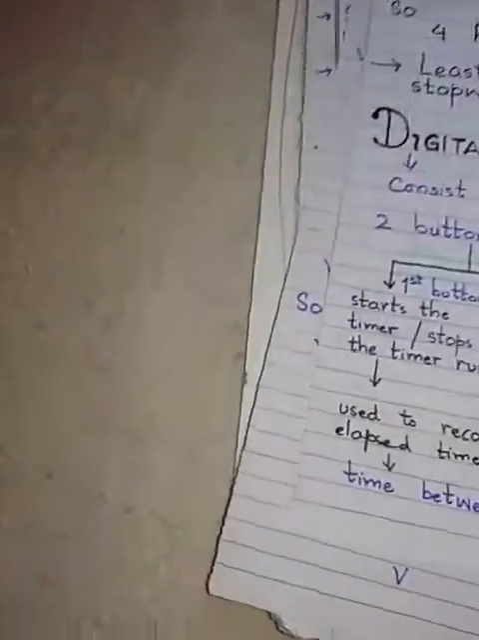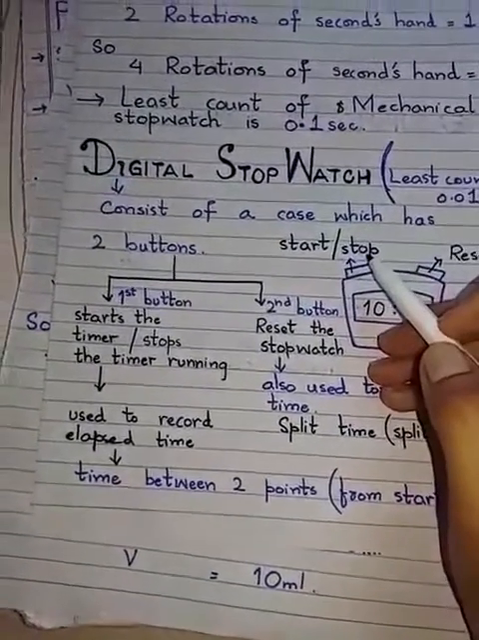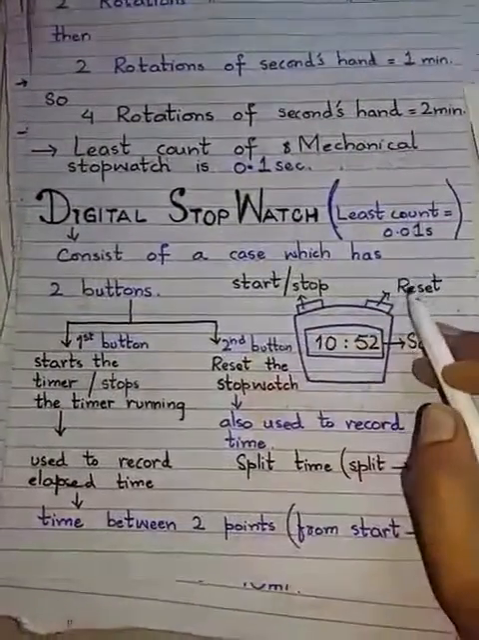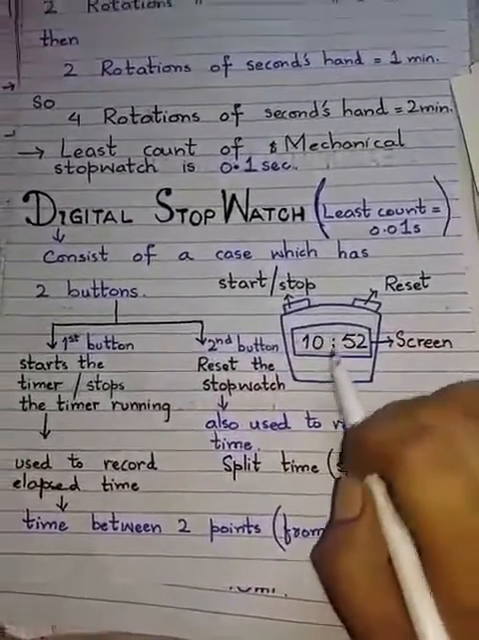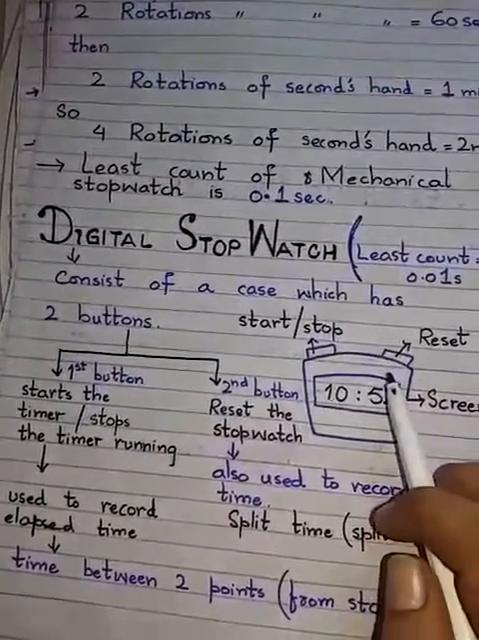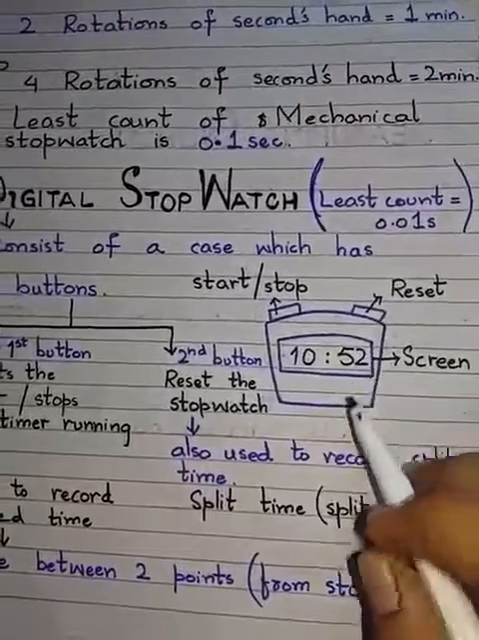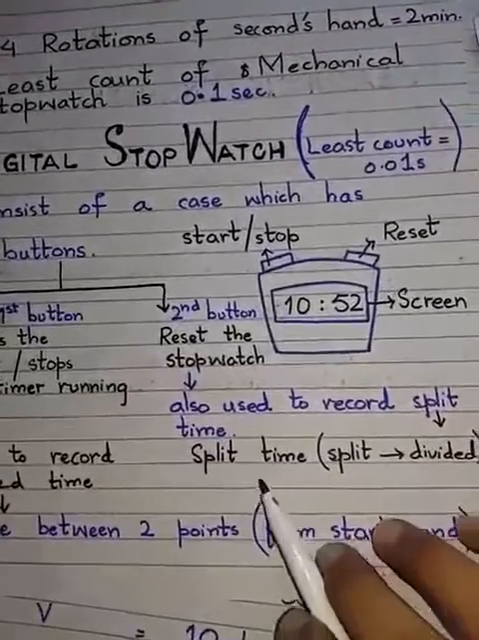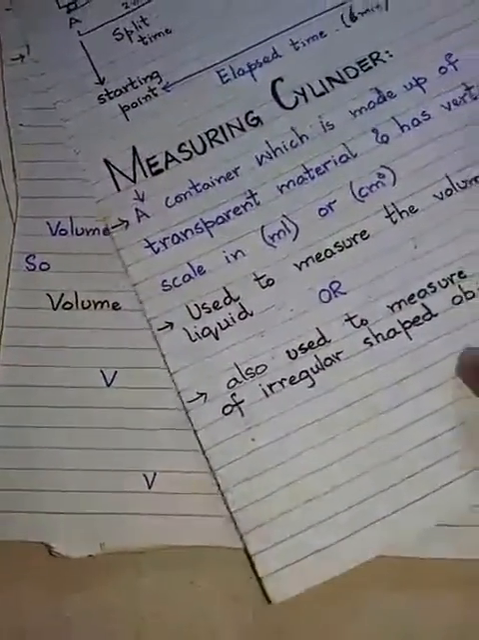So the start button is used to record elapsed time. And when we press the reset button while the stopwatch is running, this reset button is used to find the split time period. So that is all about the digital stopwatch.